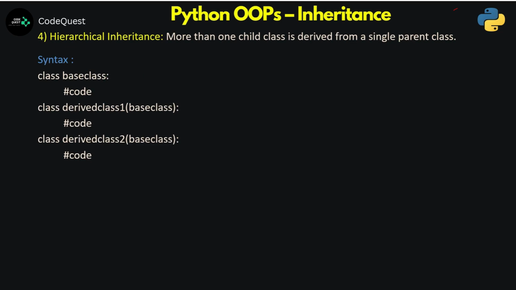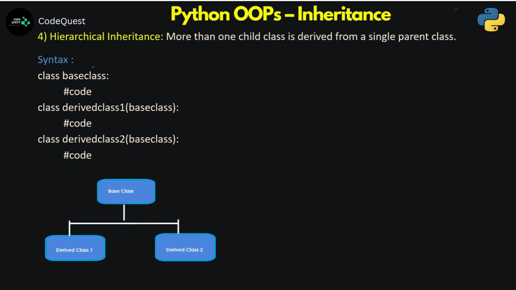So the syntax is like we define one base class, and this is the first derived class which is derived from this base class, and this is another derived class derived from the same base class. So here we can imagine we have one base class from which two child classes have been derived. Now, because we have one base class, whatever members we have in the base class will be available to child class 1, I mean derived class 1, and also to derived class 2 here.